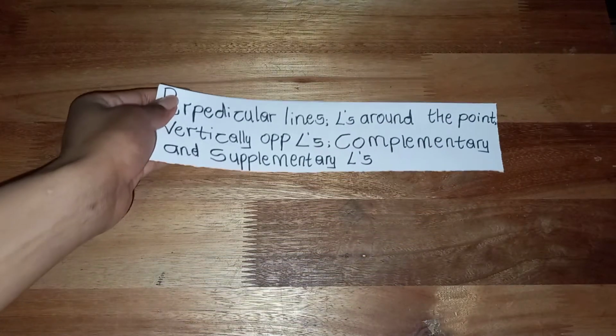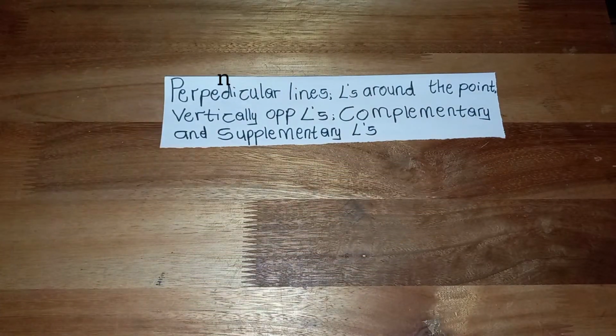In today's episode of Learn Maths with me, we are doing perpendicular lines, angles around the point, vertically opposite angles, and complementary and supplementary angles. So in this video, I'll be explaining what perpendicular lines are, what angles around the point means, what vertically opposite angles means, and what complementary and supplementary angles mean. So let's go on ahead and start with perpendicular lines.